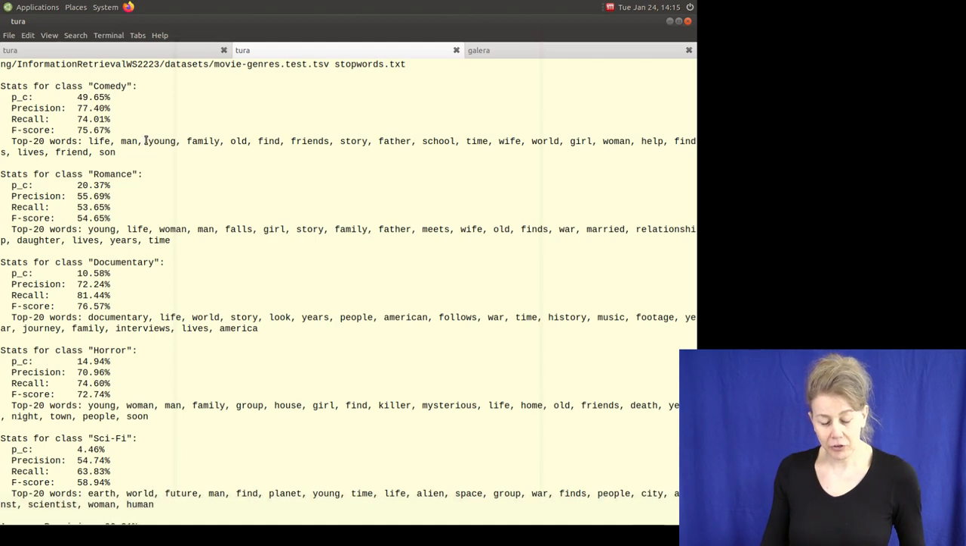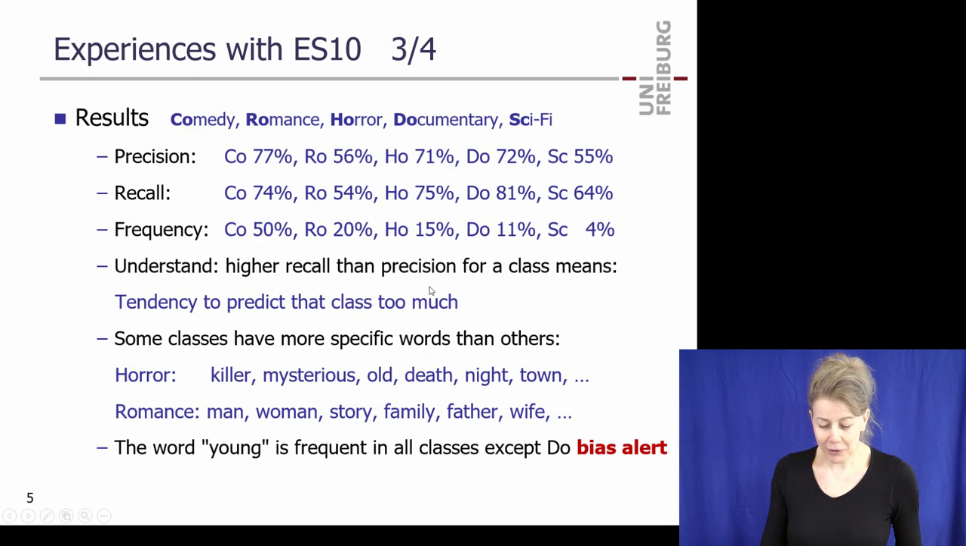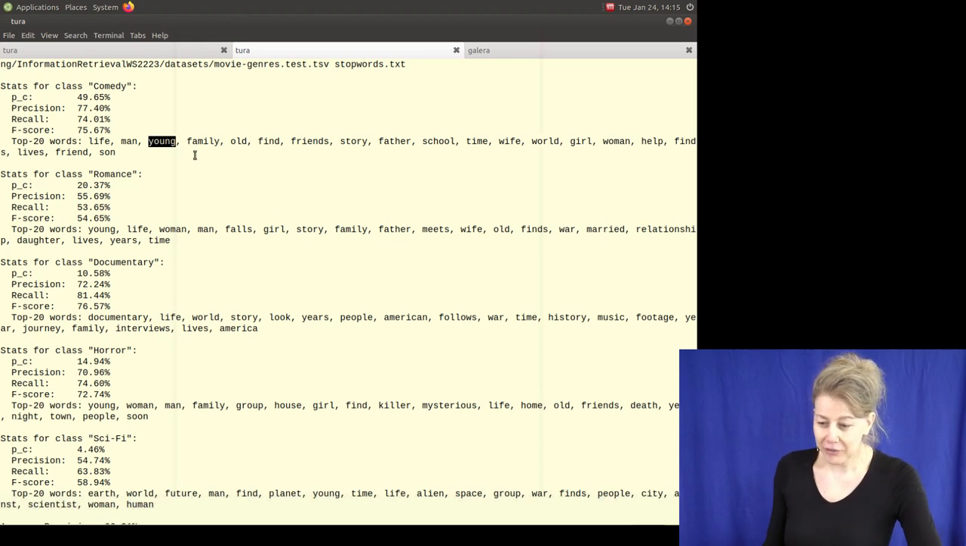I found really interesting: young. I mean, a super bias alert, right? Young is the most frequent in all, so when you make a movie, it's important that you have young and good-looking people there. So, interesting bias, that young is a stop word for movie plots.